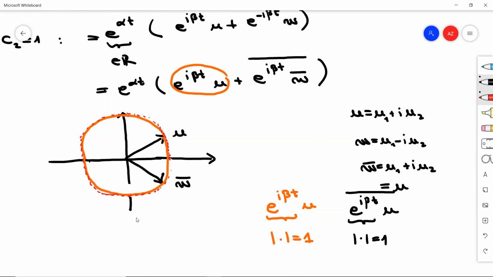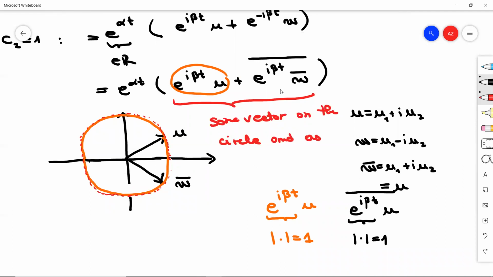And then we are just taking some linear combination of two vectors on this circle. So we are still on the circle. So this part in the brackets, this is some vector on some circle, on the circle. And as t varies, we are moving along the circle.